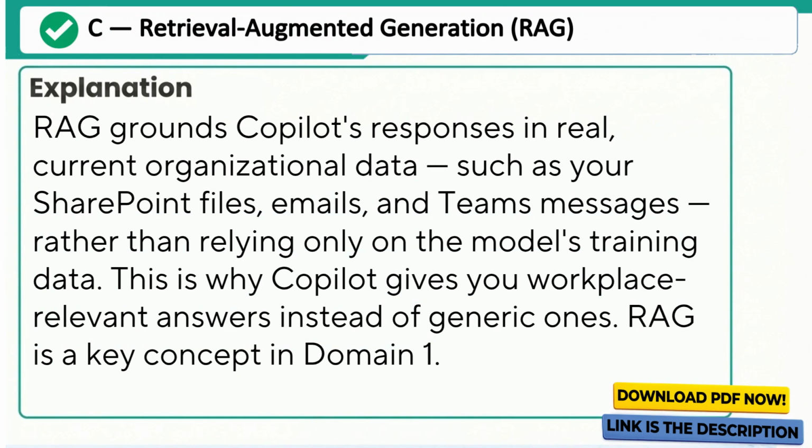Explanation. RAG grounds Copilot's responses in real, current organizational data, such as your SharePoint files, emails, and Teams messages, rather than relying only on the model's training data. This is why Copilot gives you workplace-relevant answers instead of generic ones. RAG is a key concept in Domain 1.